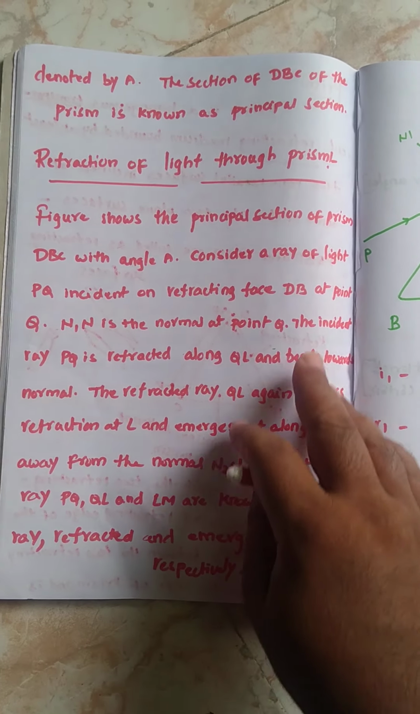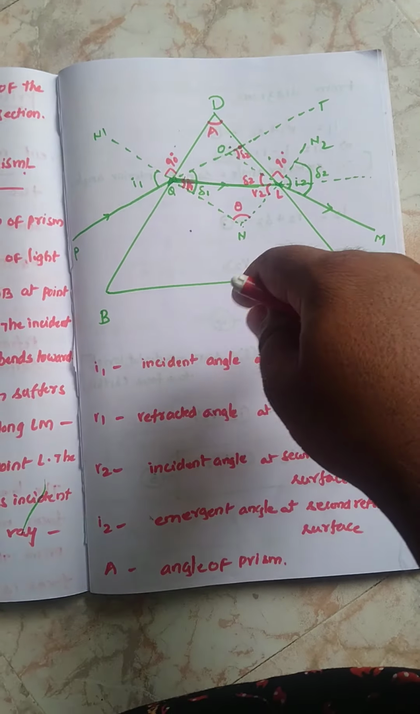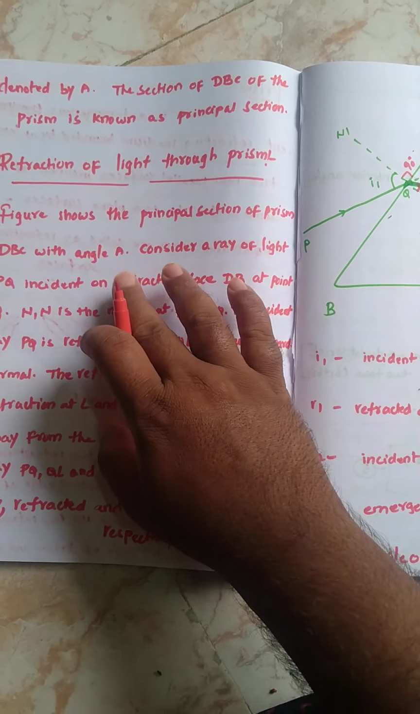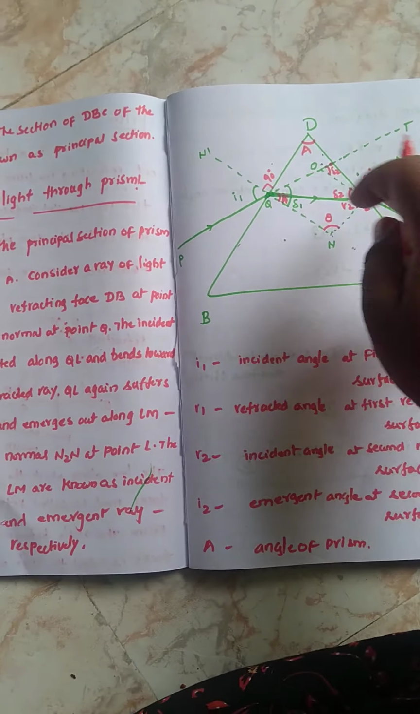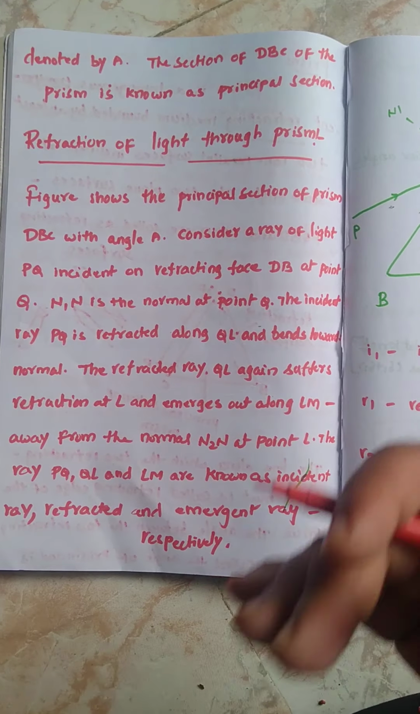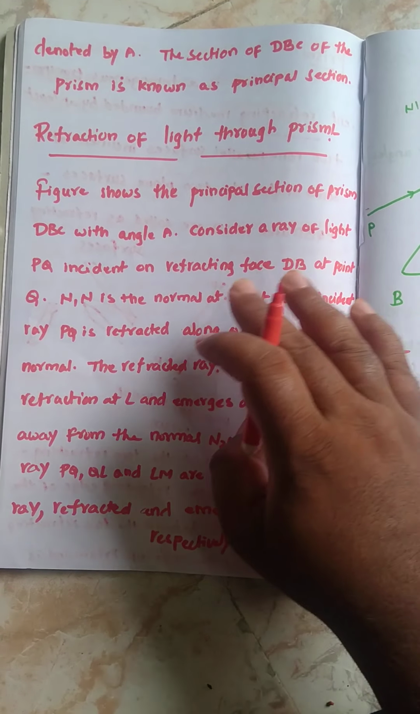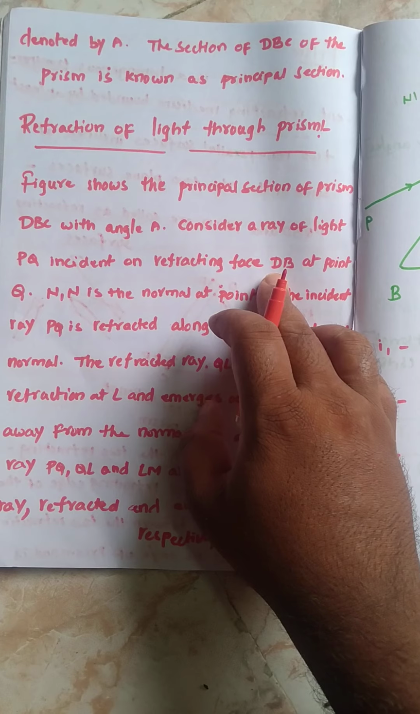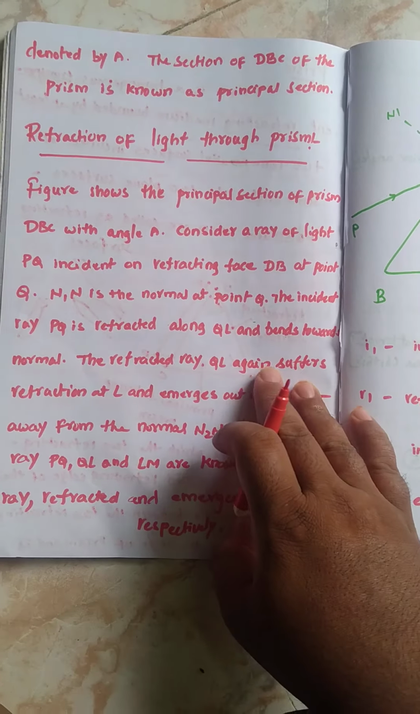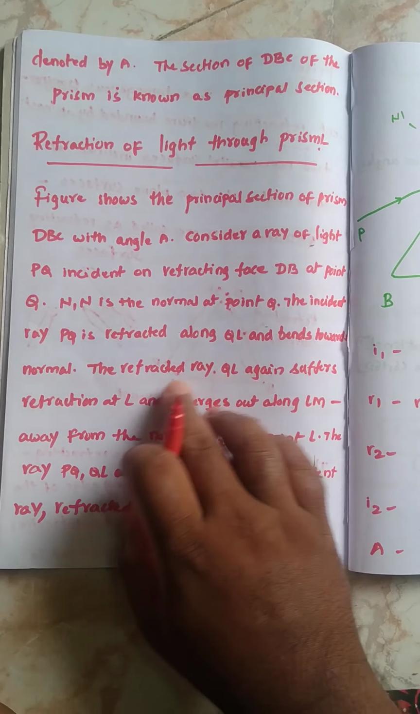See, the figure shows the principal section of the prism. DBC is the principal section of the prism, but I have taken a large size. Prism DBC with the angle A. See, I consider a ray of light PQ. First, I want to discuss the theory. Consider a ray of light PQ incident on a refracting face DB at point Q. N1 N is the normal at point Q. The incident ray PQ is refracted along QL and it bends towards the normal.